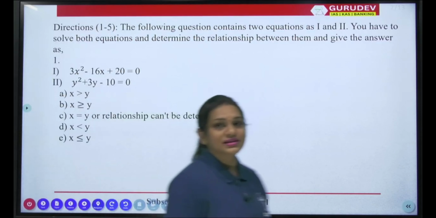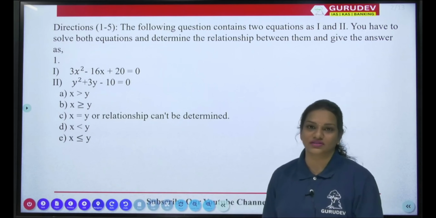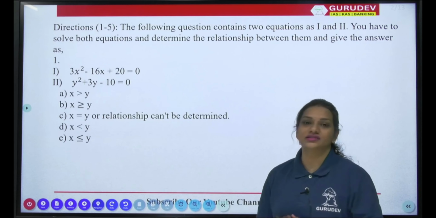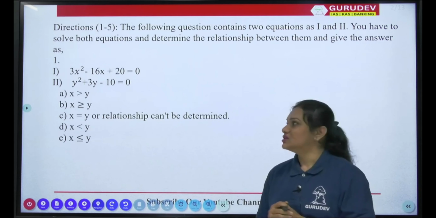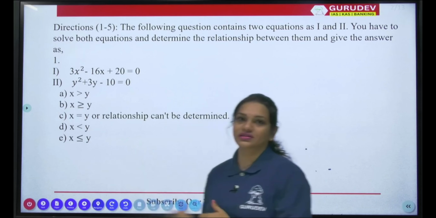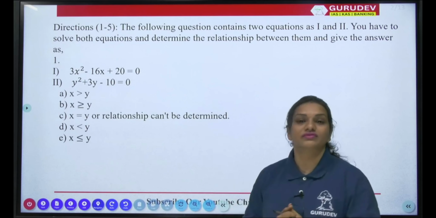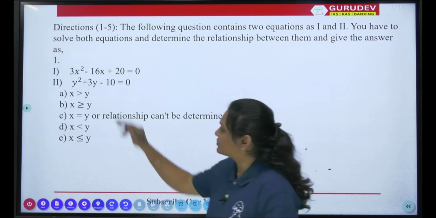As I said, this is one of the important topics, because 3 to 6 marks are carried from this. The weightage is 3 to 6 marks. The questions I have taken are previous year based questions only. So let's start with question number one.